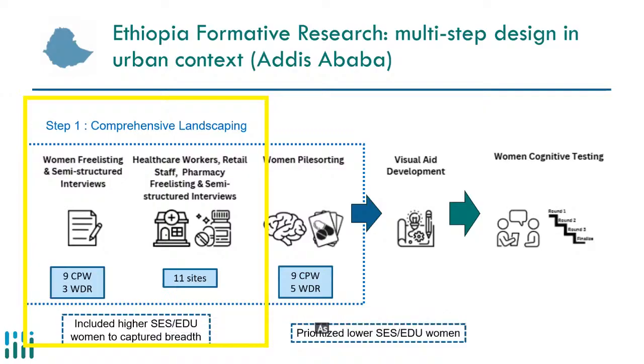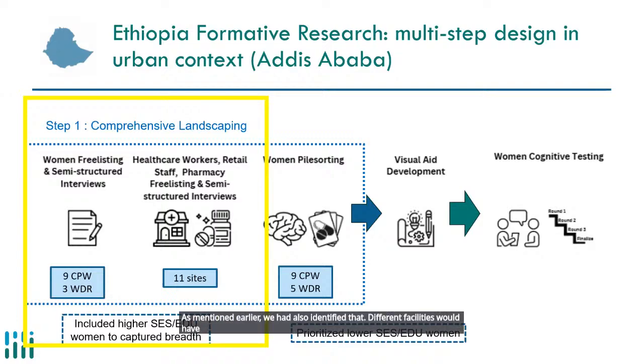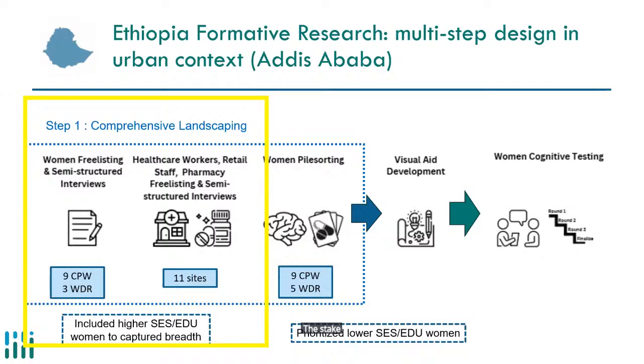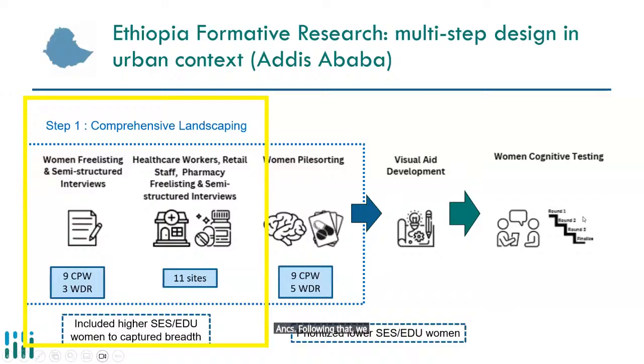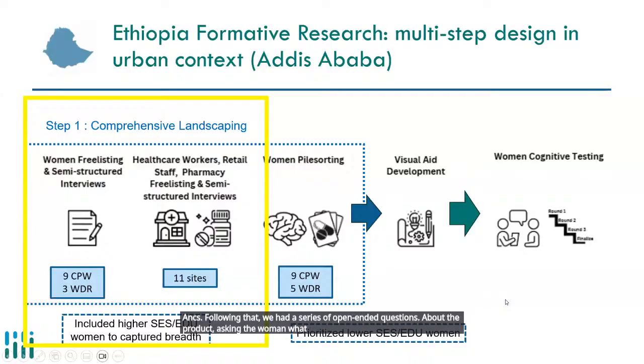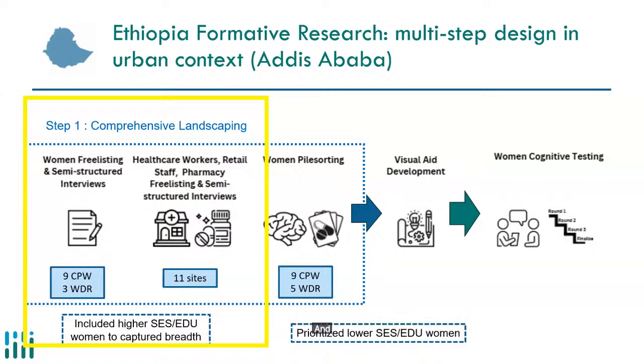As mentioned earlier, we had also identified that individuals at different facilities would have different exposure. So we had also diversified the stakeholders by their social strata, as well as the facilities they were working in and receiving their ANCs. Following that, we had a series of open-ended questions about the product, asking the women and other stakeholders what kind of product they were exposed to during pregnancy and which products they identify. Next slide, please.